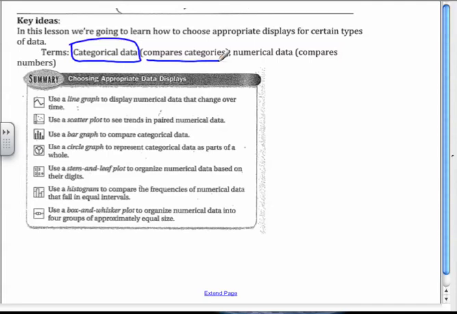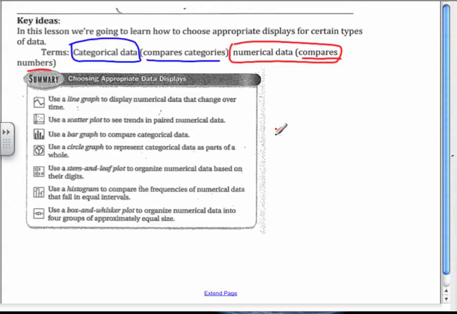Now, numerical data is when we're dealing with things like test grades, right? They compare numbers, okay? So the items that we're looking at are numbers. They're not things like a dog or a cat, numbers of dog and cat, that kind of stuff. So let's look at some of these displays.